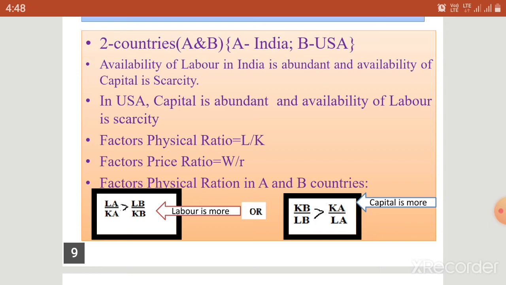Where is the scarcity available very less, scarcity of capital, in which country?